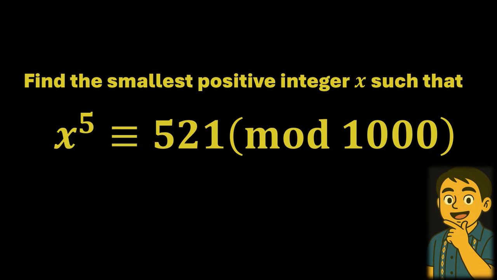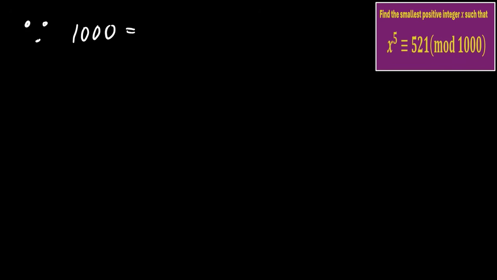Find the smallest positive integer x such that the last 3 digits of x to the power 5 equal 521. Since 1000 is 10 to the power 3, which is 2 to the power 3 times 5 to the power 3, that is 8 times 125.